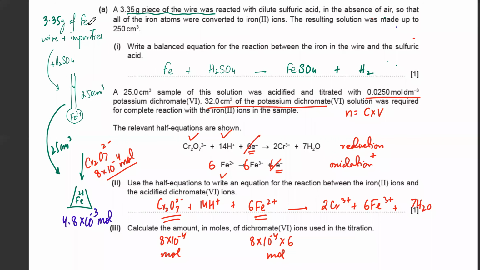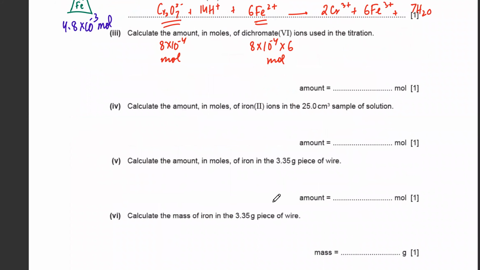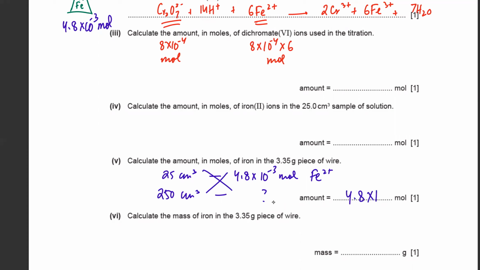So the wire was dissolved in this 250 cm³ solution. So you're going to use ratios. In the tiny 25 cm³ sample that you did the titration with, you found that you had 4.8 times 10 to the power of -3 moles. The original solution was 250 cm³. So how many moles of iron were present in that original solution? That's going to be 10 times that, right? You can cross multiply. And this would come out to be 4.8 times 10 to the power of -2 moles. Is this clear?